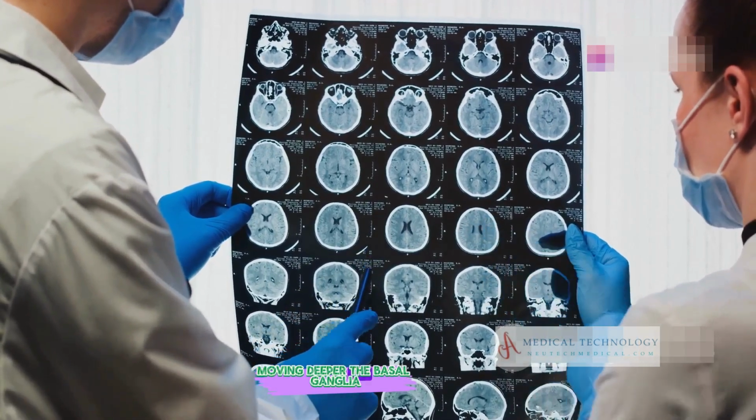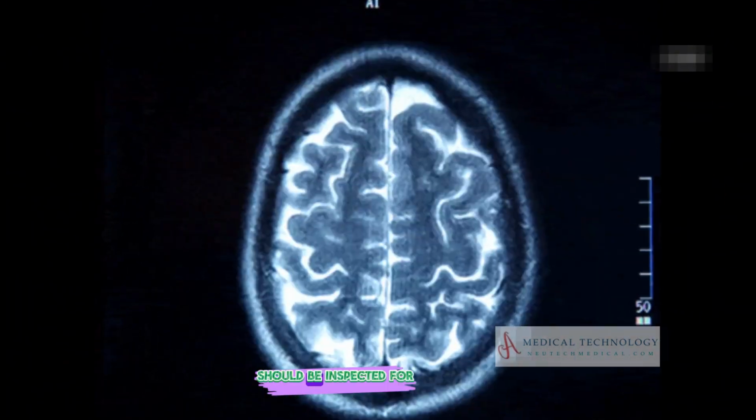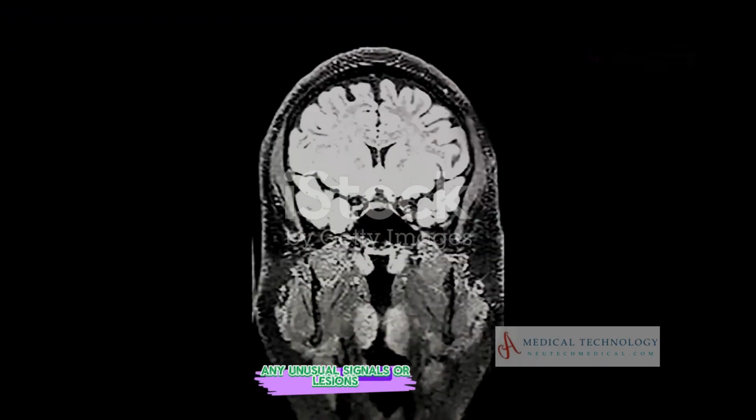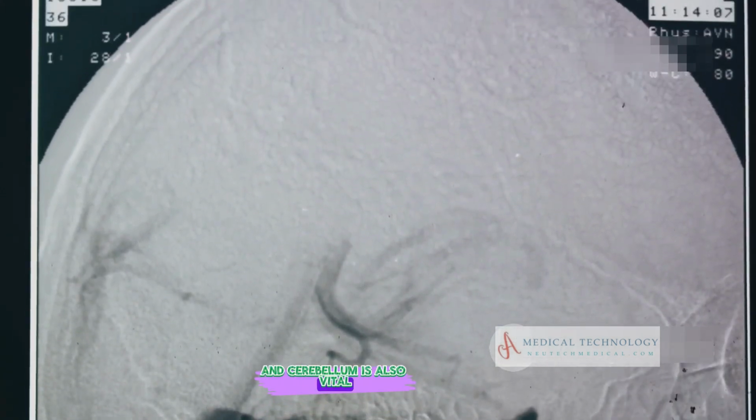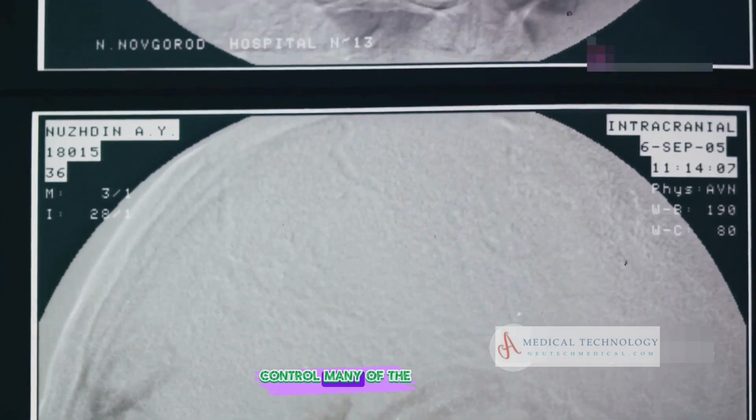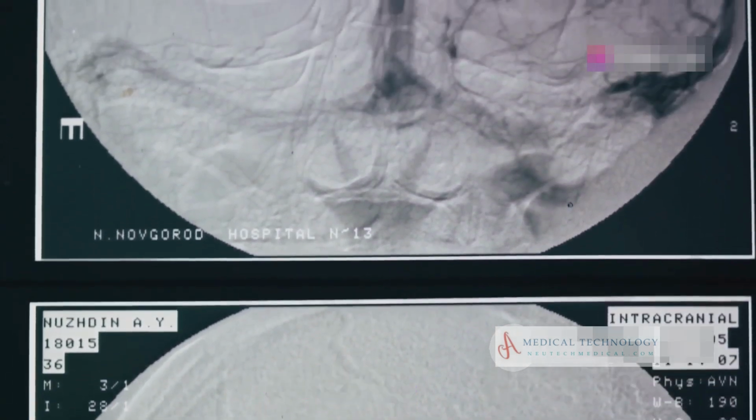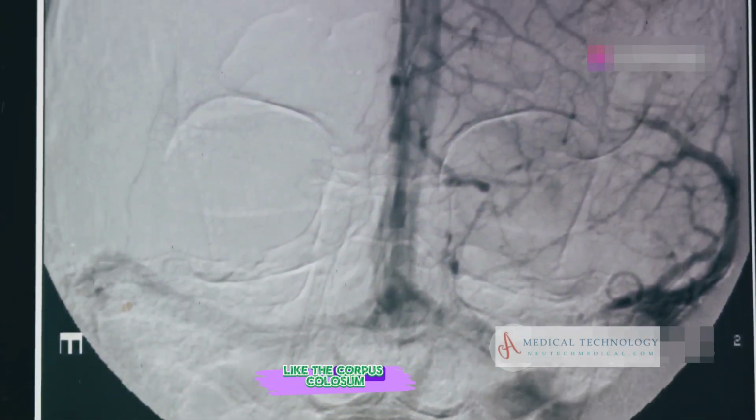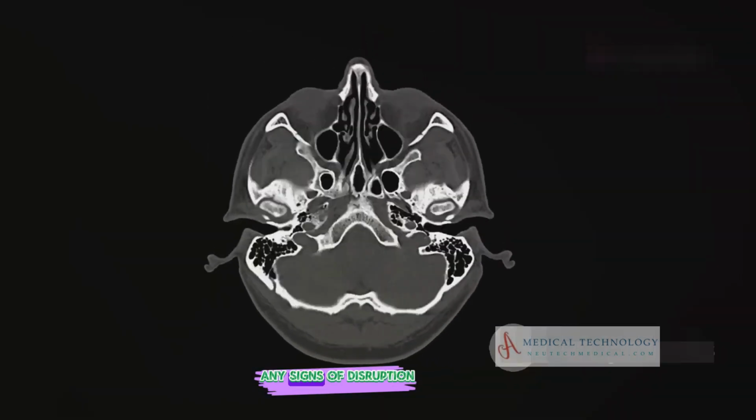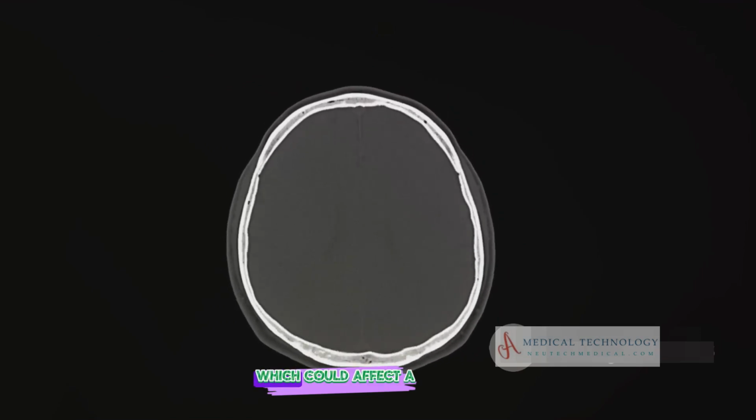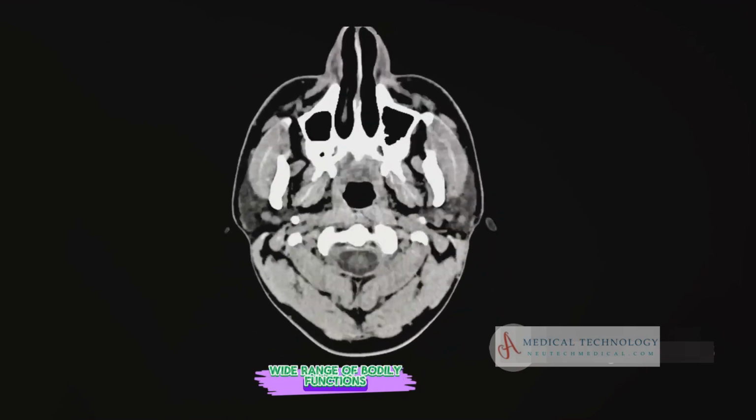Moving deeper, the basal ganglia and thalamus should be inspected for any unusual signals or lesions. The integrity of the brainstem and cerebellum is also vital, as these structures control many of the body's fundamental functions. Midline structures like the corpus callosum and the pituitary gland should be evaluated for any signs of disruption or masses, which could affect a wide range of bodily functions.